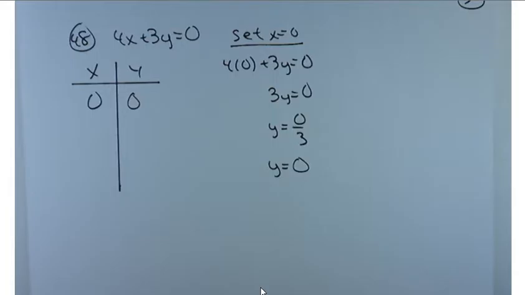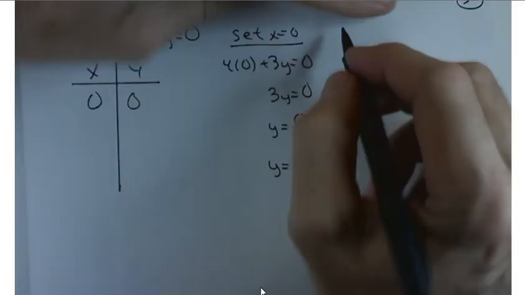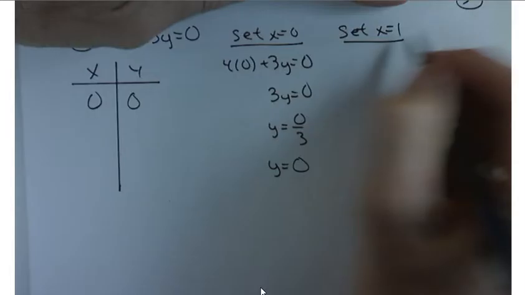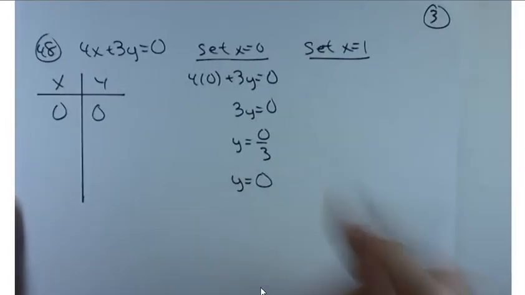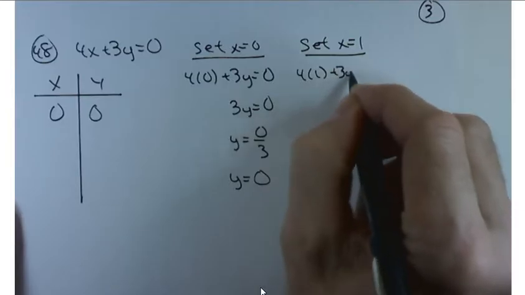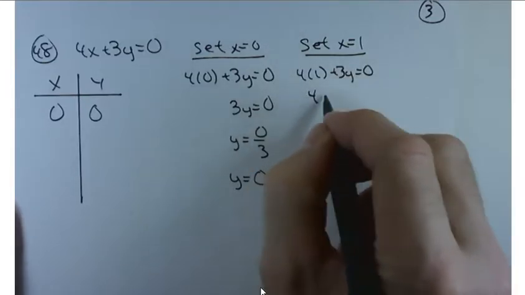I still need 2 more points to graph this. How am I going to get 2 more points? I'm open for ideas. Choose 1 for x? Sure. Yeah, you're just going to have to choose some values. So let's set x equal to 1. So 4 times 1 plus 3 times y equals 0. 4 plus 3y equals 0.